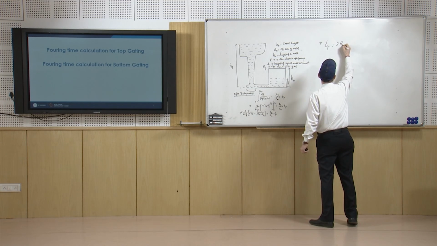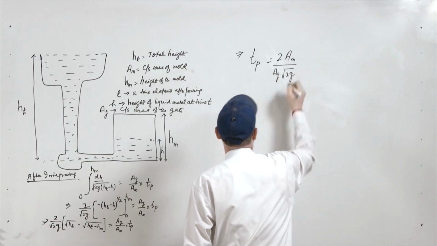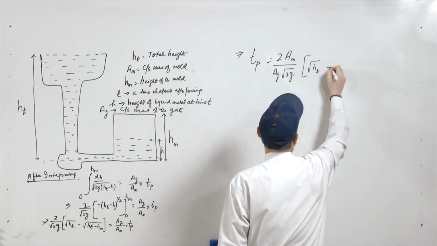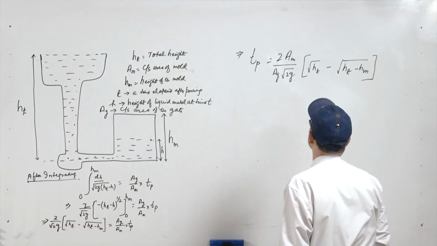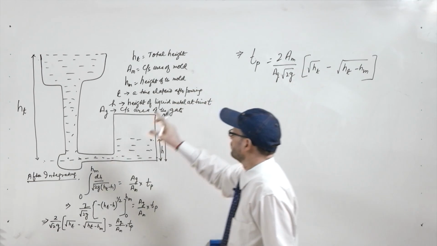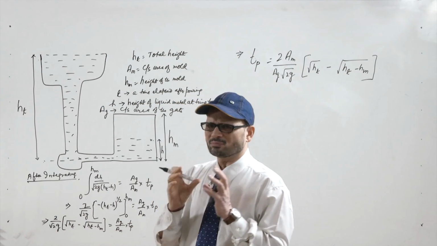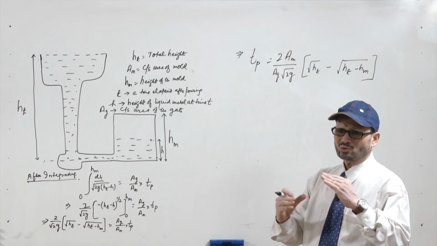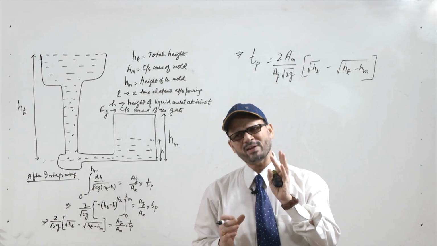So, we can get from here the value of Tp as 2 into Am upon Ag under root 2g into (under root ht minus under root (ht minus hm)). This is the time of pouring when we allow the metal to enter into the cavity from the bottom of the mold. Now, let us take an example and see how these different types of pouring, either from top or bottom, are going to affect the pouring time.